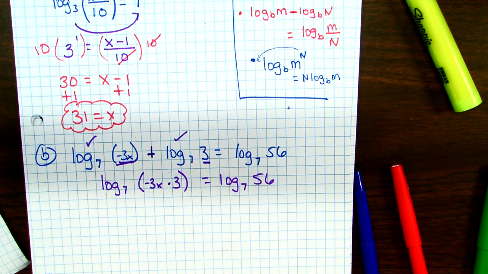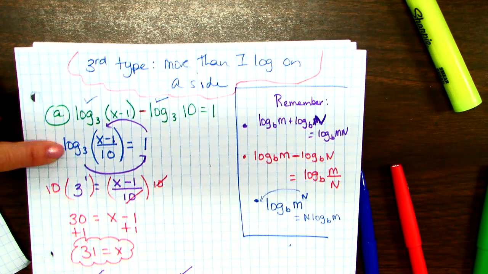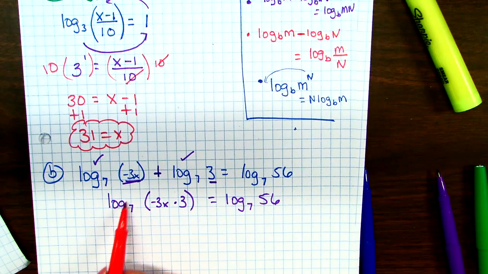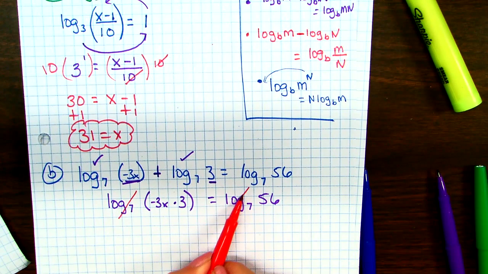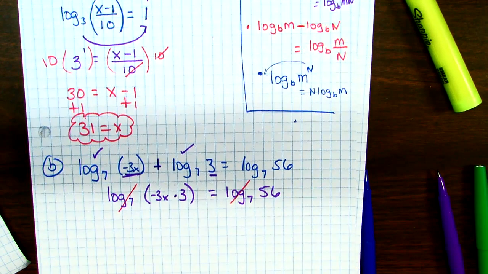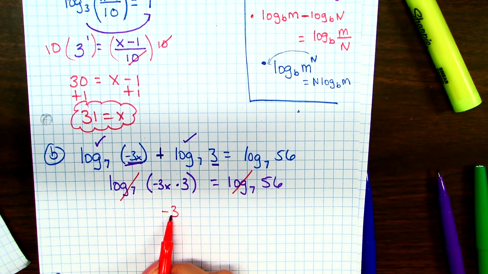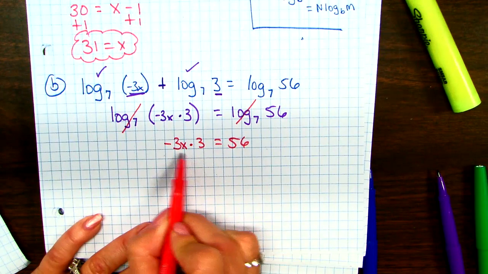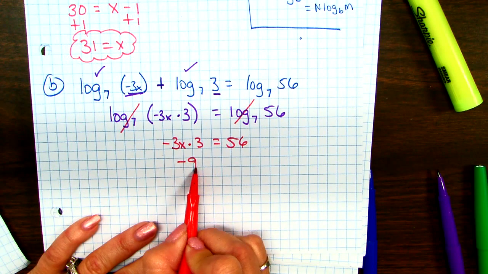The second. What tells you it's the second type? You have logs on both sides, right? You're either going to have a log on one side or a log on both sides. Those are the options, so you just have to know the difference. When you have logs on both sides, we can cancel them, and you're left with just this, which I don't know why I didn't multiply that. That would be negative 9x.